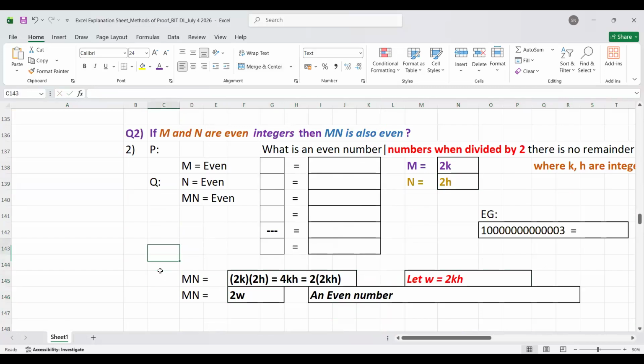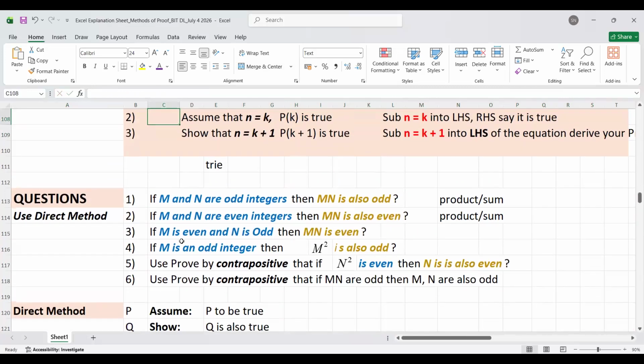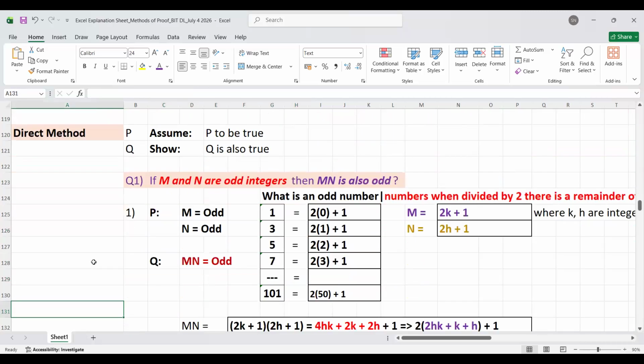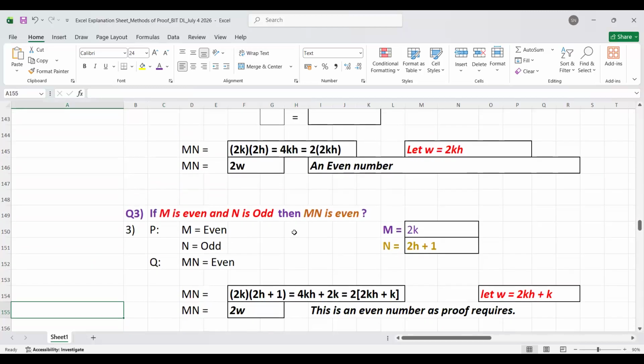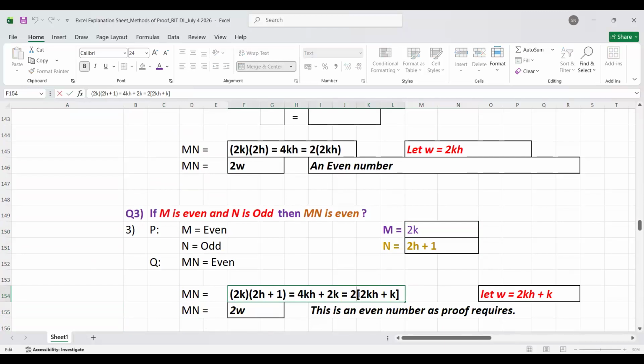When they give you number 3, even and odd, this is an even number, this is an odd number. Then you multiply. When you multiply, you are going to get an equation that looks like this. Then you factor the term 2 out of it and let this be equal to another variable. Then you get an even number.